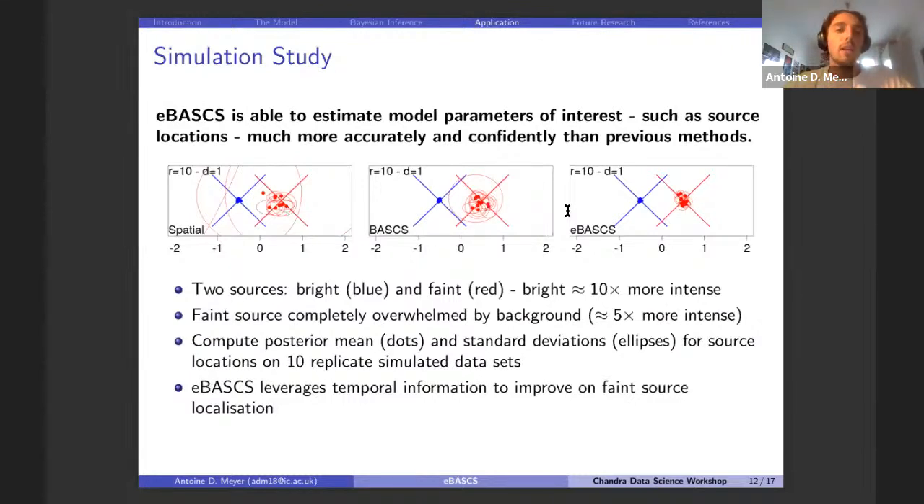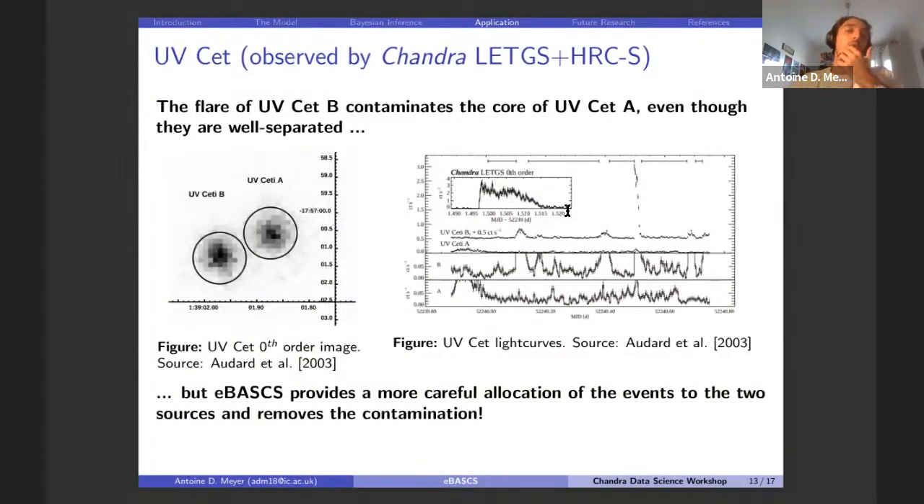So now what happens when we apply that to a real data set? We're studying UV-Set. It's a binary system observed by Chandra with the LATGS plus HRCS configuration. This data set was already analyzed before using very small extraction radii around the sources to limit the contamination. And you can see that even though the sources are well separated, because one of the sources, UV-Set B, undergoes a very large and dramatic flare during the observation period, this flare still contaminates the light curve of UV-Set A, as you can see on the right.